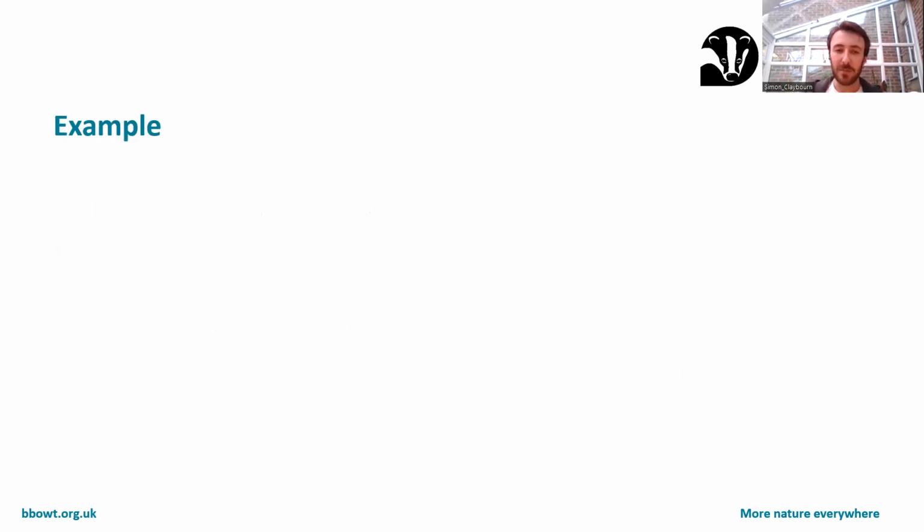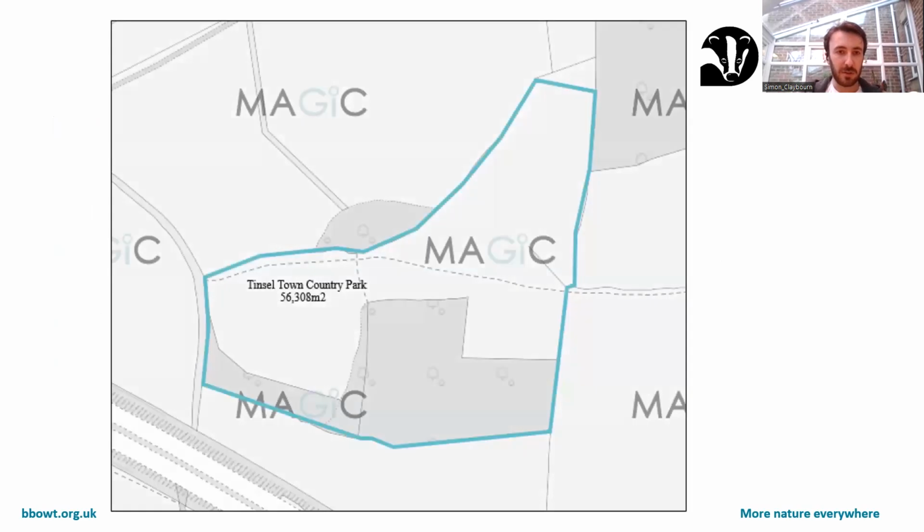So, example-wise, I'm not going to come up with cool. So this is our example. It's Tinseltown Country Park. If anyone actually knows this reserve, I would be very impressed. So this is one of our reserves that I've just kind of cut up a little bit. So you can see it's really quite large. It's 56,000 square meters, which is a pretty big chunk of land.